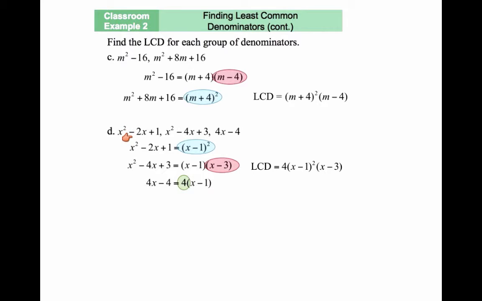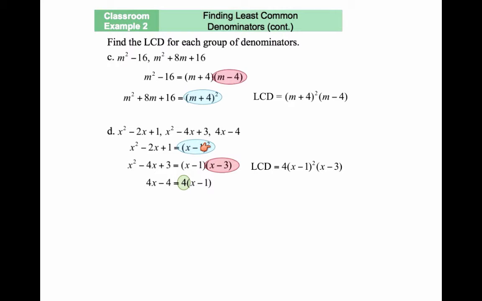Next example here, we need to find the LCD, so we need to factor all these three expressions. The first one, x squared minus 2x plus 1. You factor to x minus 1 times x minus 1, or x minus 1 squared. And the next one would be x minus 3 times x minus 1 times x minus 3. And the last one, we just factor the 4 out.